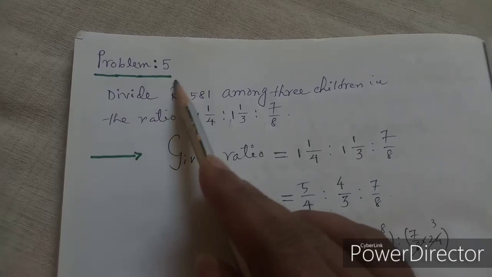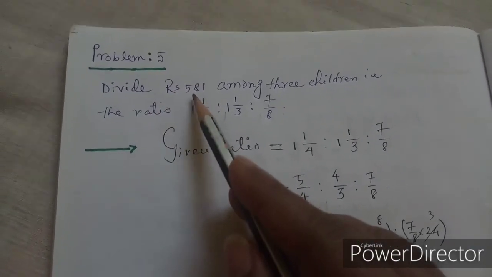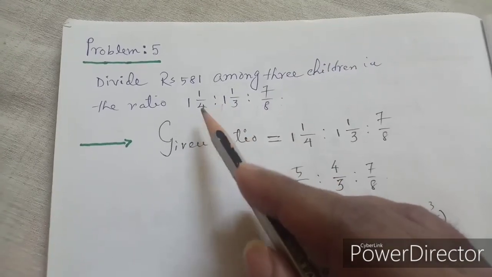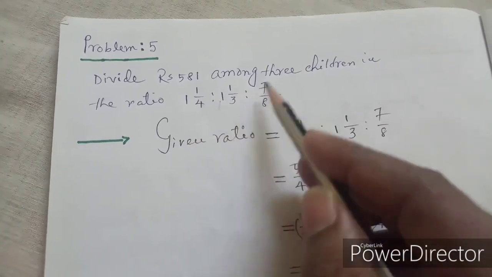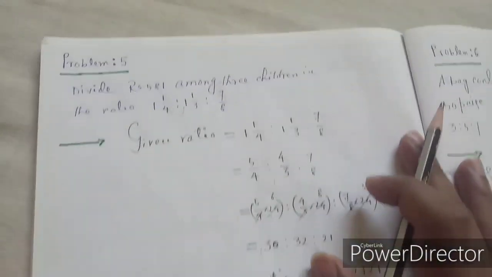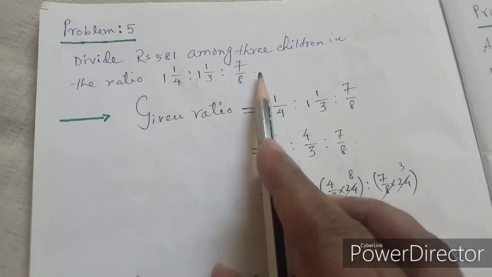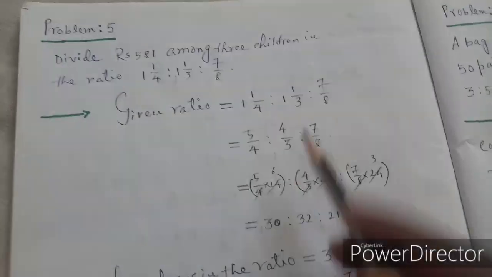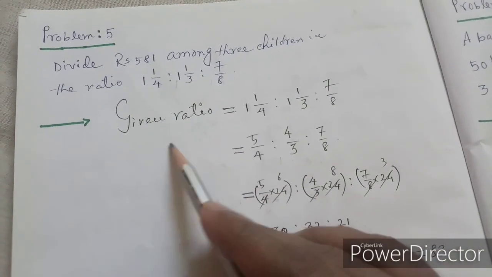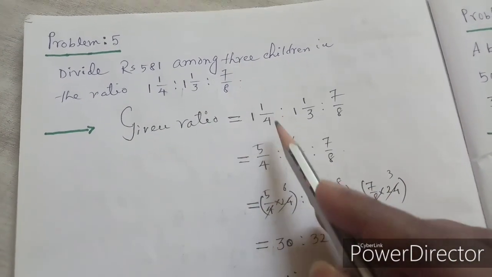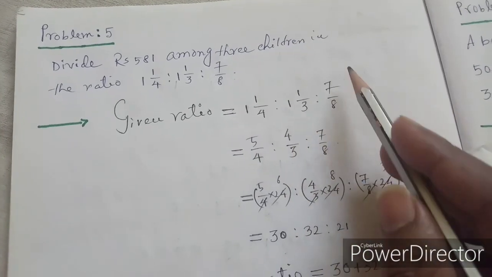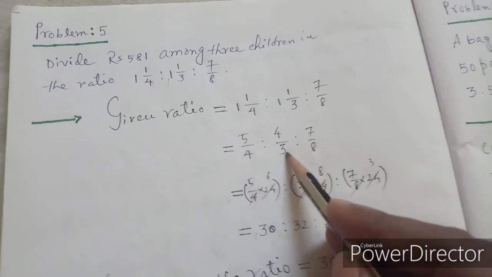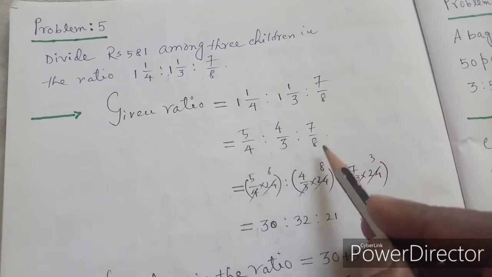Now problem number 5. Divide the rupees 581 among 3 children in the ratio 1 by 4 is to 1 by 3 is to 7 by 8. How to solve it? So now this ratio can be simplified in the simple form. Given ratio equal to 1 by 4 is to 1 by 3 is to 7 by 8. This means 5 by 4 and this means 4 by 3 and this 7 by 8.